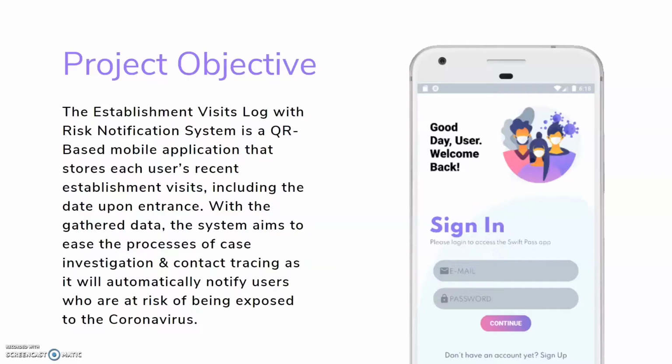Project objective. The establishment visits log with risk notification system is a QR-based mobile application that stores each user's recent establishment visits, including the date upon entrance. With the gathered data, the system aims to ease the processes of case investigation and contact tracing, as it will automatically notify users who are at risk of being exposed to the coronavirus. With this application, infected individuals will no longer undergo questioning of whom they have had close contact with during the days they may have been infectious.